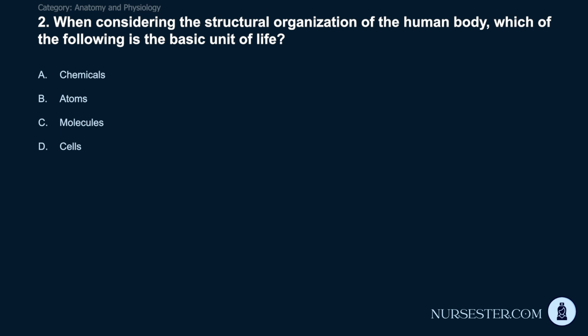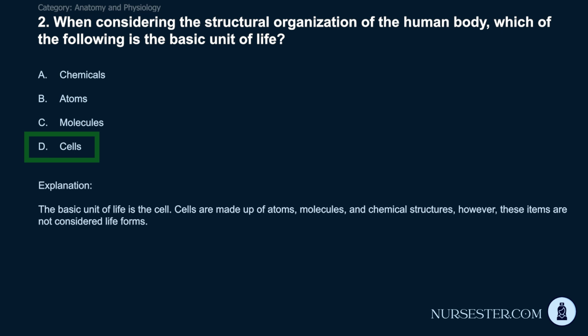2. When considering the structural organization of the human body, which of the following is the basic unit of life? A. Chemicals, B. Atoms, C. Molecules, D. Cells. Correct answer, D. Cells. The basic unit of life is the cell. Cells are made up of atoms, molecules, and chemical structures. However, these items are not considered life forms.